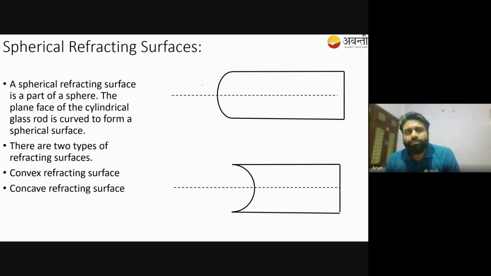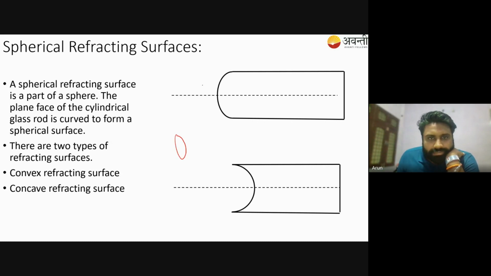What is special about a spherical refracting surface? Like you have a cylindrical rod made of glass, and it is sharp at the end. A rod, you have seen it. A rod will look like this. This is the spherical rod. Now what about this? This is the plain rod, we can say. If you see the side view of this thing, it will appear to you like this.